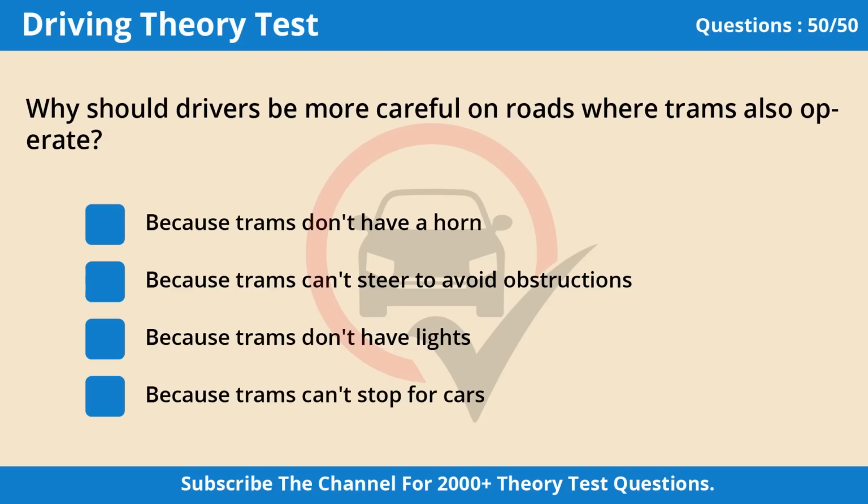Question 50. Why should drivers be more careful on roads where trams also operate? A. Because trams don't have a horn. B. Because trams can't steer to avoid obstructions. C. Because trams don't have lights. D. Because trams can't stop for cars.